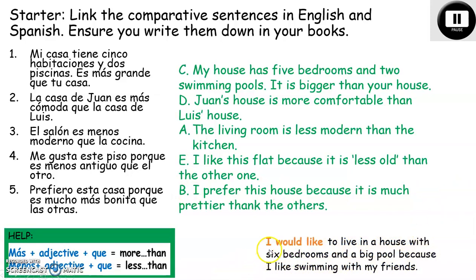If you attempted the challenge, your translation would look something like, I would like to live in a house with 6 bedrooms and a big pool because I like swimming with my friends. And this is a tense that we haven't seen as yet, but if you managed to translate it, well done you.